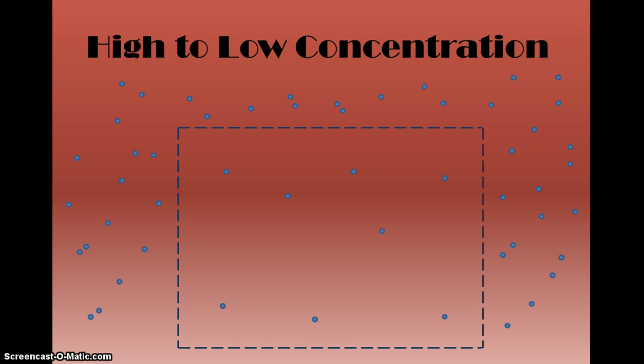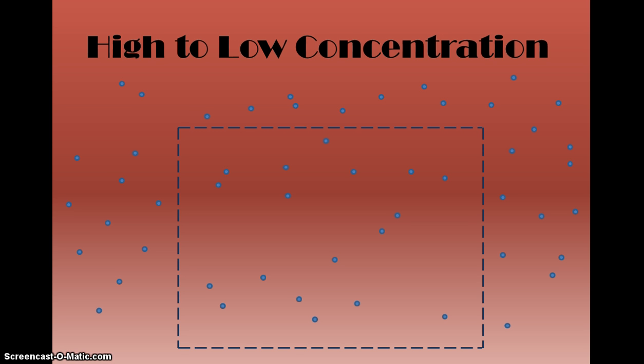So we have a higher concentration of these blue molecules on the outside of this broken rectangle, which should represent a cell. So what I want you to notice is that there are little holes in that membrane, so things are able to pass through that cell membrane. So what do you think is going to happen to these blue molecules that are at a higher concentration than the ones inside that are at a lower concentration? That's right, they're going to move to the lower concentration. But you'll notice that they did go through the cell membrane.